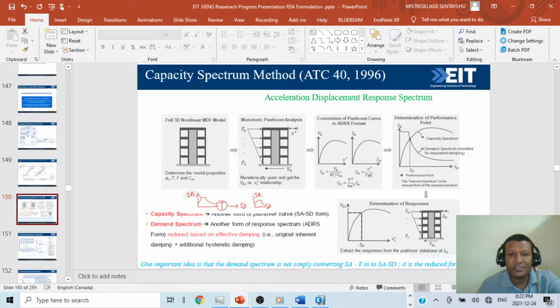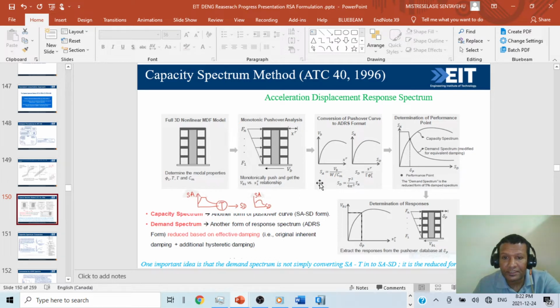Okay, capacity spectrum method, ATC-40. This one we already discussed. So we make the monolithic pushover curve, then we have the conversion of the pushover curve to acceleration displacement response spectrum form. As you can see, this is base shear over roof displacement, so we change it into a spectral acceleration to spectral displacement curve.